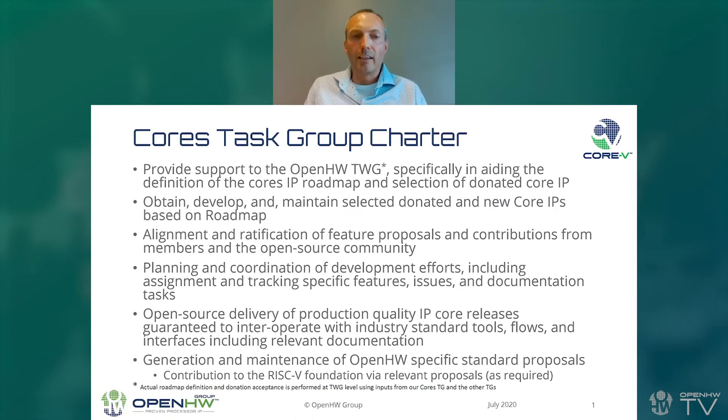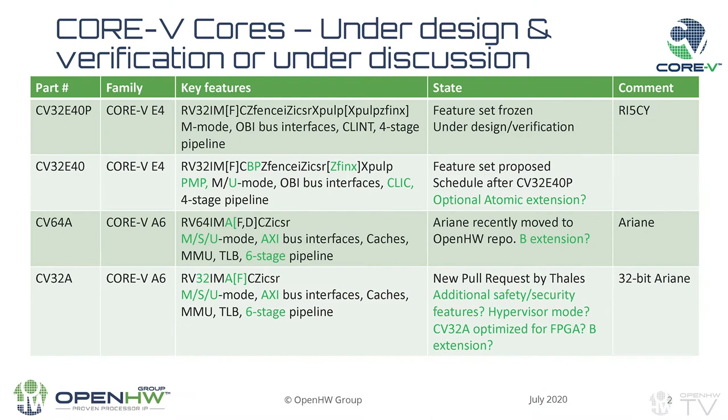Of course, we actually do the work in this task group, so it means that we will plan and coordinate the development efforts for these core IPs. And in the end, of course, the goal is to deliver open source production quality IP cores. So that means that we work tightly together with the verification task group and with the software task group. If we then actually look at the cores that we are developing, these are four cores at the moment that are on our roadmap.